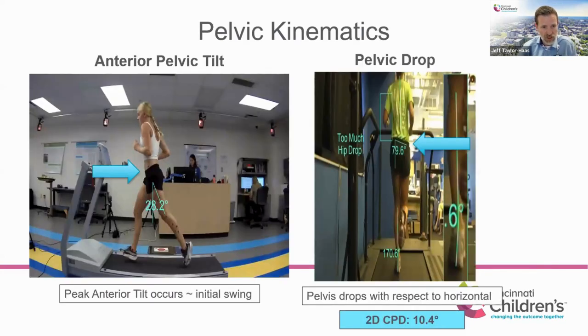So here's an example of anterior pelvic tilt. Peak anterior pelvic tilt occurs right around the time of initial swing. So as we can appreciate, hip extension is coupled with anterior pelvic tilt, as well as lumbar lordosis in the spine.